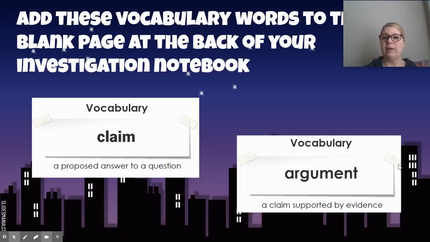Go back to that last page of your notebook, in your investigation notebook that you have, or the sheet of paper that you've been taking down vocabulary words, and I want you to add these two. Claim, a proposed answer to a question, and argument, a claim supported by evidence. Add both of these, and then when I see you on Thursday, we'll actually write our argument and our claims.